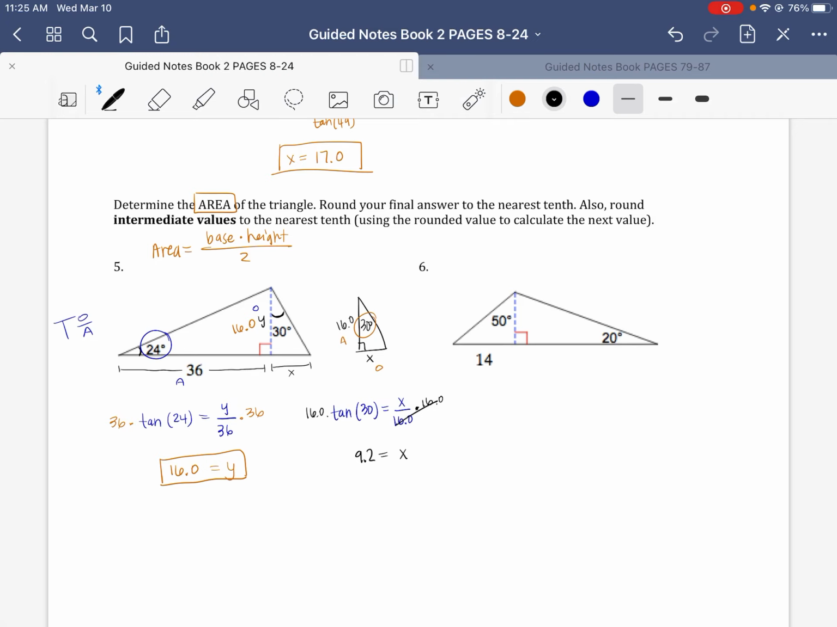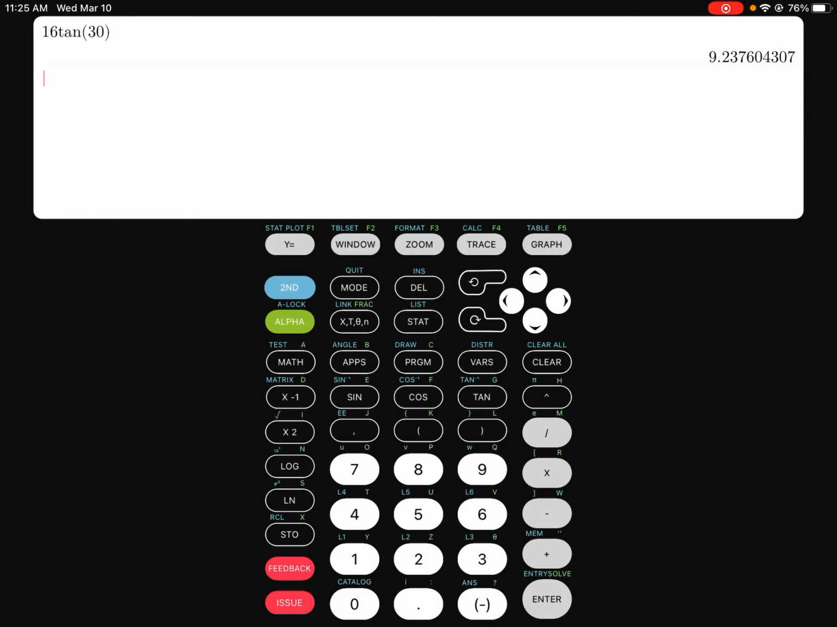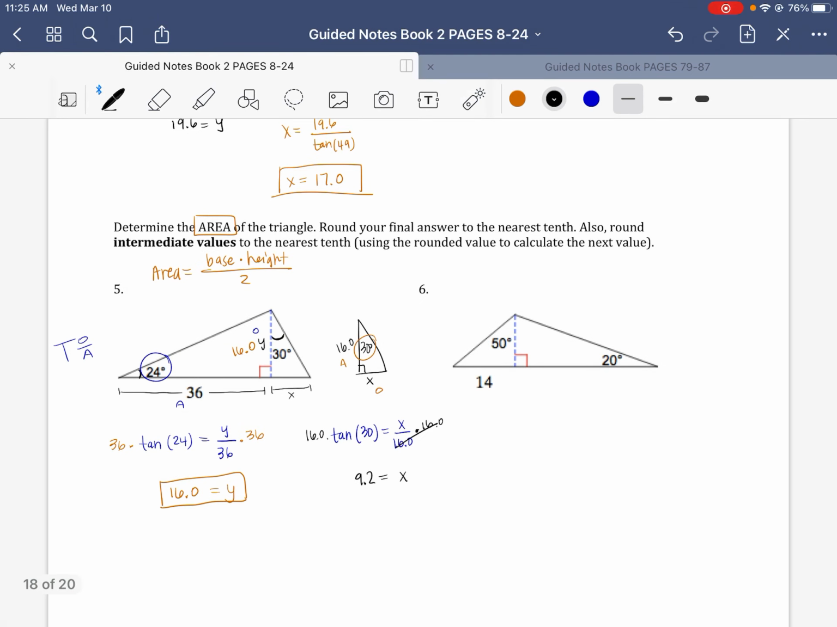Okay, again, that's a calculator thing. So if we go here, I could put this in each time. Hopefully we're getting comfortable with this. 16 times the tangent of 30. So that would be that 9.2. Very good. Okay, so that's some of our information. I don't know why I boxed the y value, just to show you that's where it was.